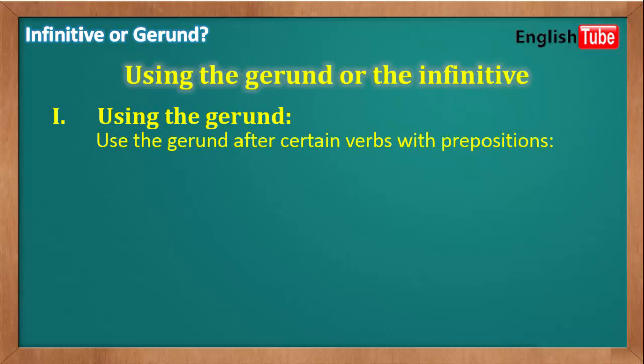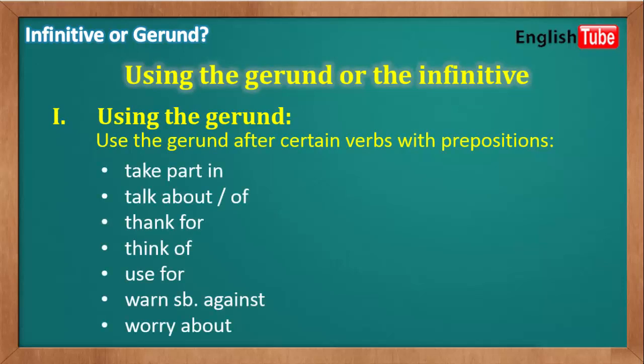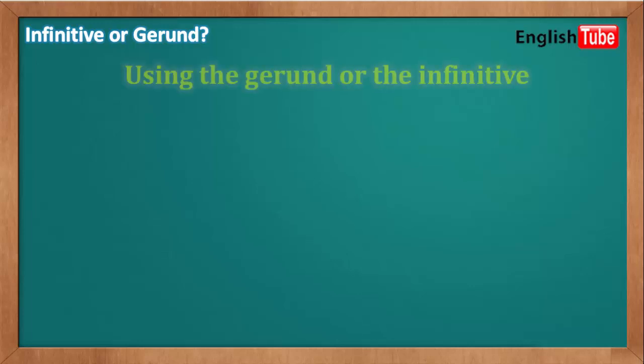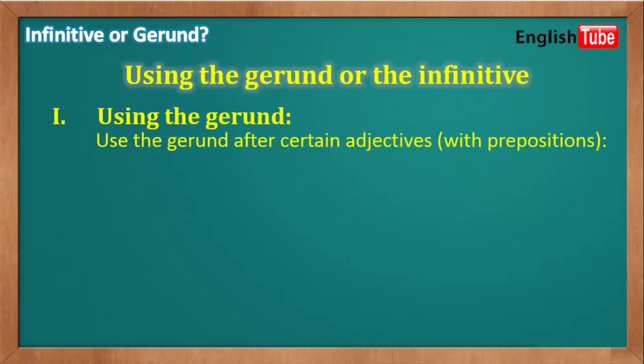And again, yes, there are more verbs here. We got take part in, talk about or of, think for, think of, use for, warn somebody against something, and then worry about, and so on. So these are verbs that you have to use with prepositions that require the use of the gerund. And again, we can use the gerund after certain adjectives with or with no preposition.